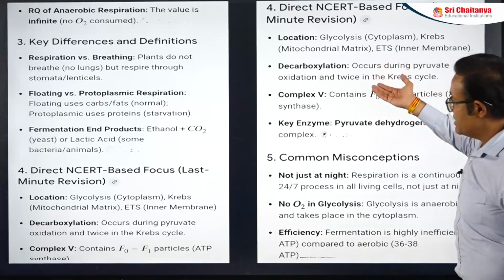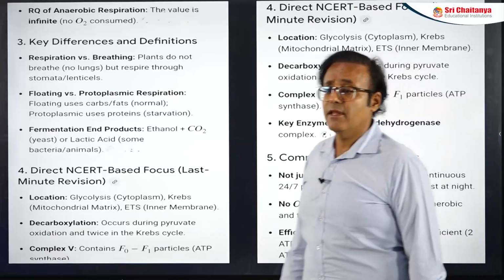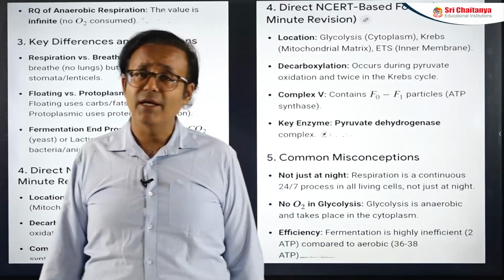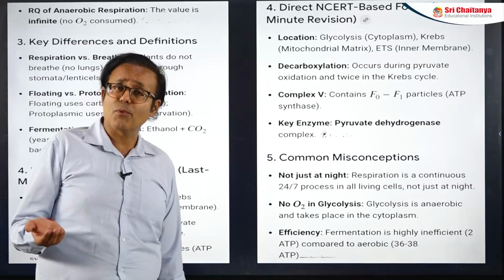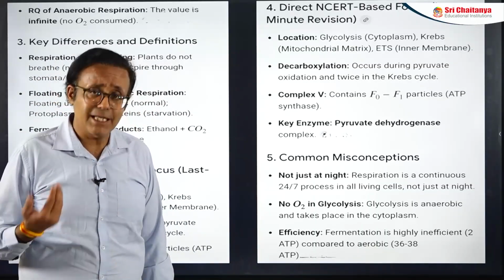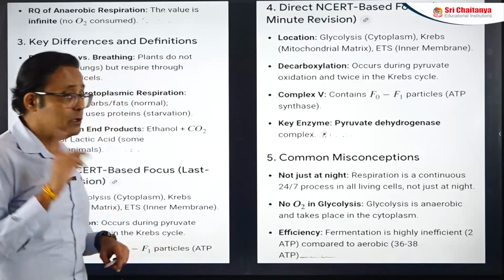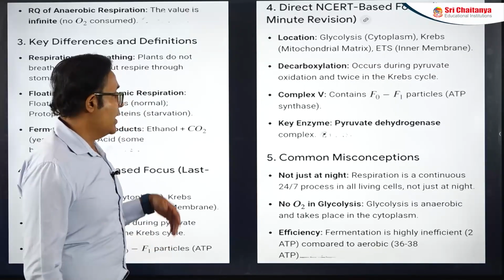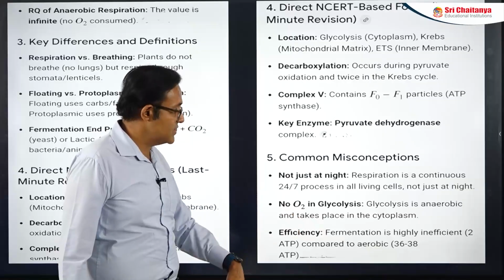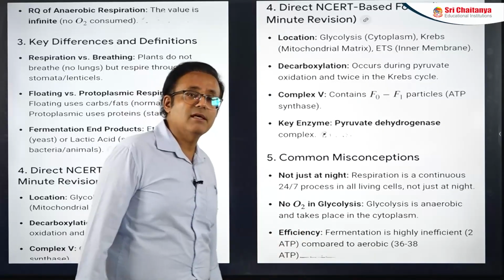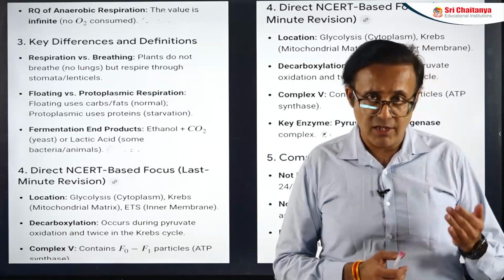the names of the enzymes, the calculation part, and common misconceptions that most students have, they think that respiration generally occurs only during night because photosynthesis occurs during the day. So it's not the case. You know that respiration is a 24-hour process, it occurs even in the daytime also. It can occur in both green and non-green parts of the plant body, although photosynthesis occurs only in the green parts. Then, not just at night, no oxygen in glycolysis, because glycolysis is an anaerobic process, and efficiency, you must calculate efficiency. From 1 molecule of glucose you get 36 to 38 ATP. That depends upon the type of shuttle. Okay.